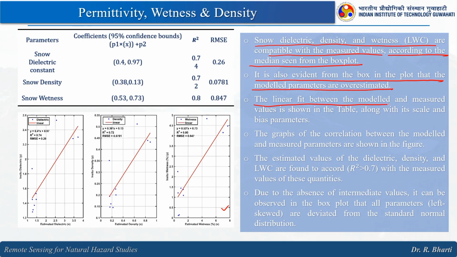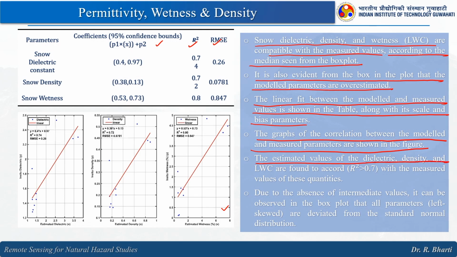The linear fit between the model and measured values is shown in the table along with its scale and bias parameters. You can see the graph of the correlation between the modeled and the measured parameters shown in the figure. The estimated values of the dielectric, density and liquid water content are in accordance with the measured values, right, and we have got the R square which is greater than 0.7. Due to the absence of intermediate values, it can be observed in the box plot that all the parameters are deviated from the standard normal distribution.